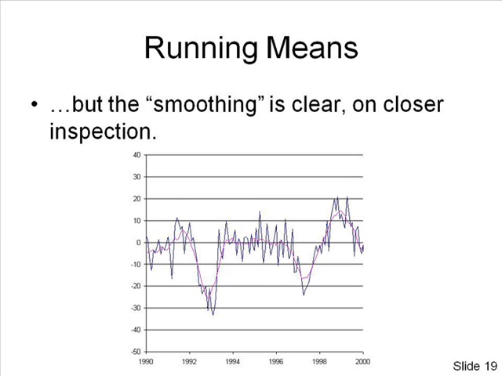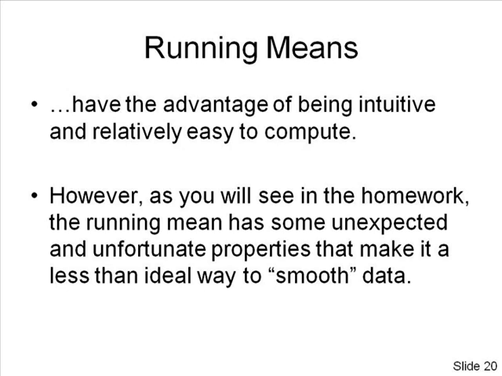Running means are done all the time in atmospheric sciences and in science in general. They are a very useful way of smoothing data. They are very intuitive and relatively easy to compute, but as you'll see in the homework, they have some unfortunate properties. This is in many ways the worst possible way to smooth the data, but it's intuitive and people know about it, and so it tends to be the way we do it. But it is not the best tool for the job.